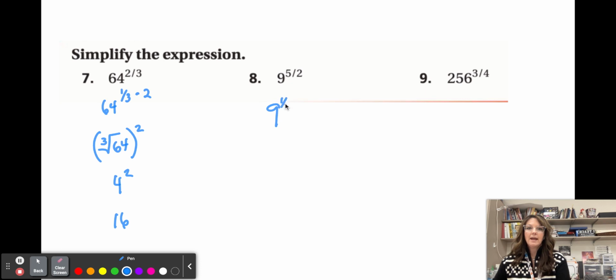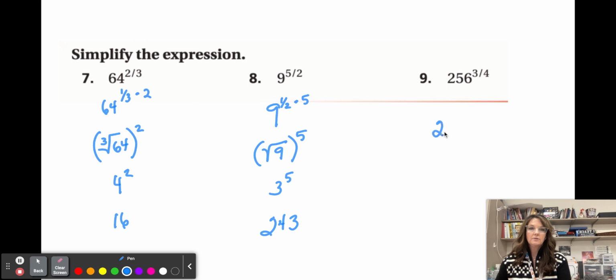All right, here, break it up. 9 to the 1/2 power times 5, okay? So that's the square root of 9 to the 5th power. All right, so we'll take 3 to the 5th power, and that equals 243.